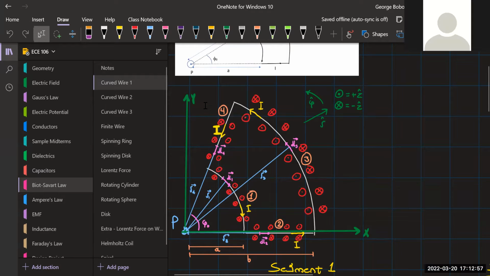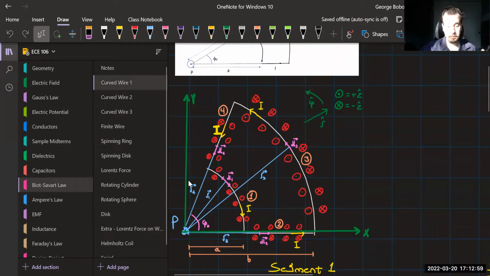So you look at the cross product. Yes, between the two here. Okay.